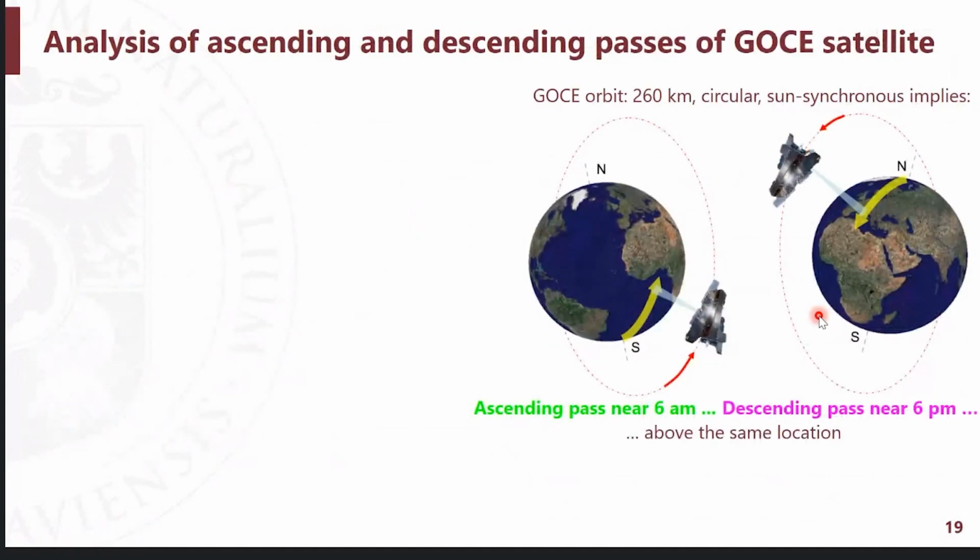Also, the parameters of the GOCE orbit, which is, we can say, an extremely low, circular and sun-synchronous orbit, imply that above the same location, we have 2 types of passes during one day. One pass is ascending, at the time of near 6 a.m., and the second one is a descending pass, near 6 p.m. And I have analyzed SLR residuals by dividing them into ascending passes and descending passes.